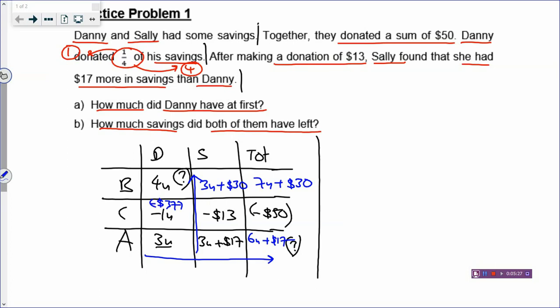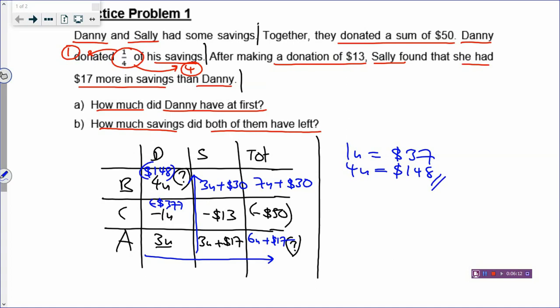Okay, so what does it tell you? It tells you that your 1 unit is $37. So 1 unit equals $37. Okay, so how much did Danny have at first? You look at the question mark, which is 4 units. Your 1 unit is 37, so 4 units will be 37 times 4, all right, not 37 times 7. 37 times 4 will be $148. So Danny has $148, so you can put the important numbers inside because you haven't solved everything yet.